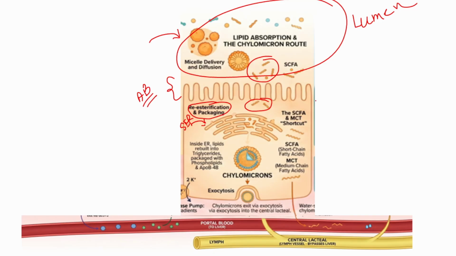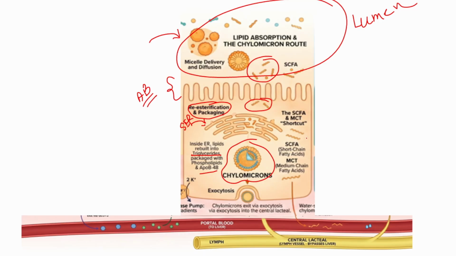Inside the ER, these individual lipids are rebuilt into triglycerides. To make these fat droplets soluble in blood and lymph, the cell packages them with an outer shell of phospholipids and a specific structural protein called ApoB48, forming massive lipoprotein particles called chylomicrons. Because these newly formed chylomicrons are simply too large to cross the tight junctions of a blood capillary, the cell must utilize a different exit strategy.